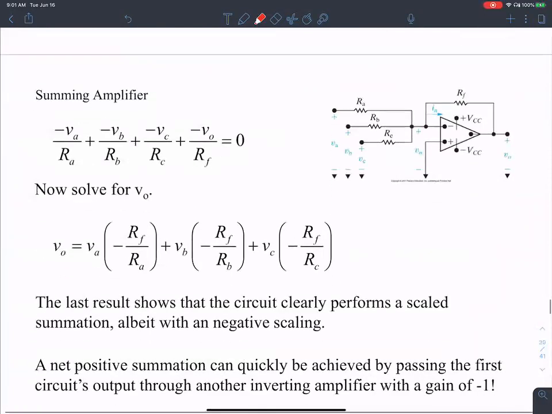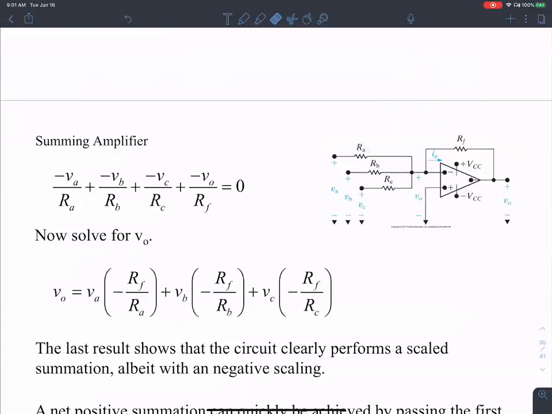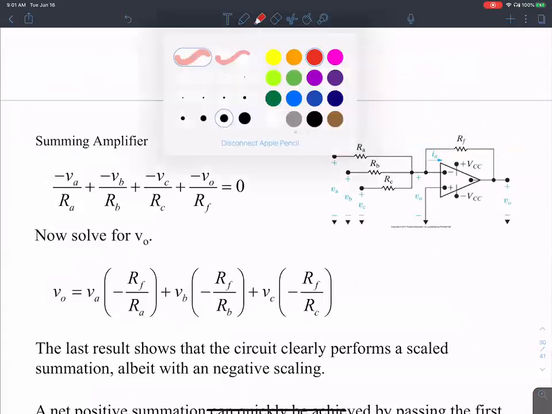So sure enough, if you look at this result, the V output is VA times that guy, okay? VB times a negative gain. So let me highlight just the negative component of it. There's a negative gain. VC times a negative component in there. So it's an inverting amplifier because VA is just applied to the negative terminal, VB is applied to the negative terminal.